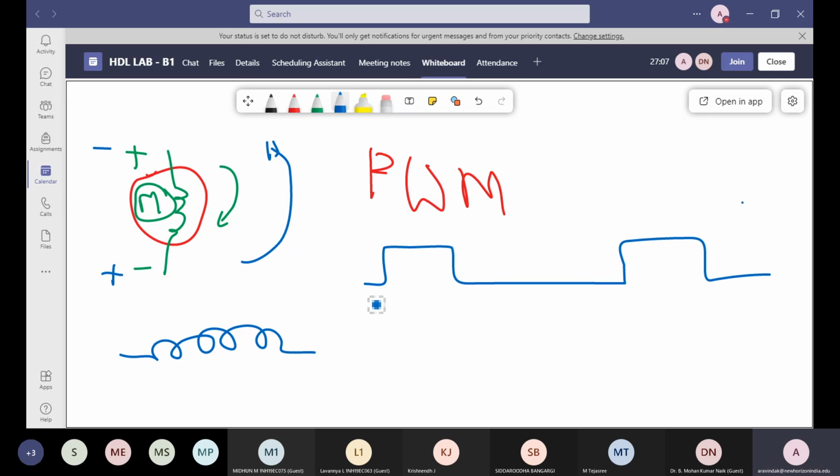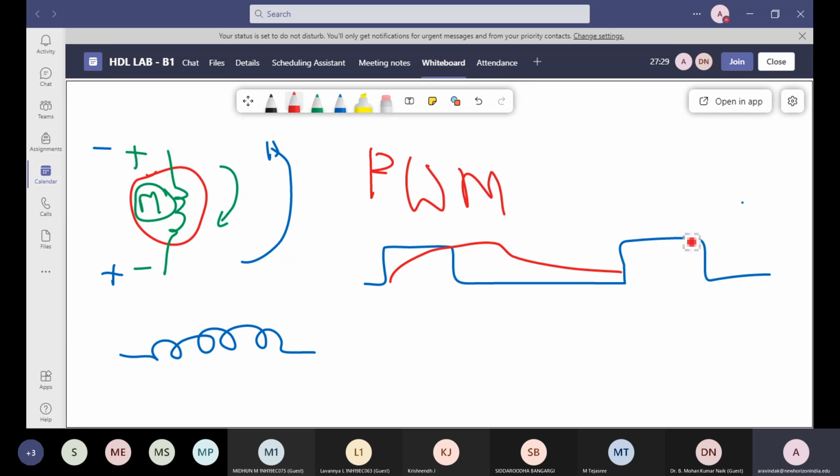As soon as we supply a pulse to an inductive load, you have already studied mathematics, so you know that this pulse will become like this, and it will become like this. The pulse will become an integrated waveform when we apply it to an inductive load. So the motor will not stop.